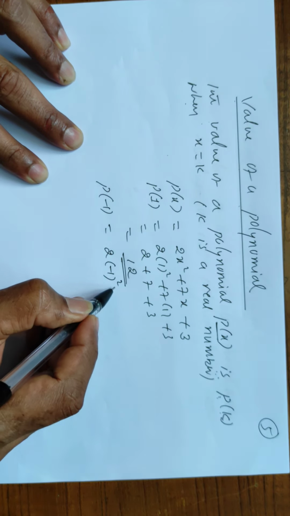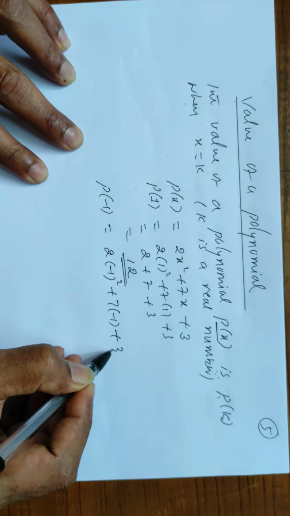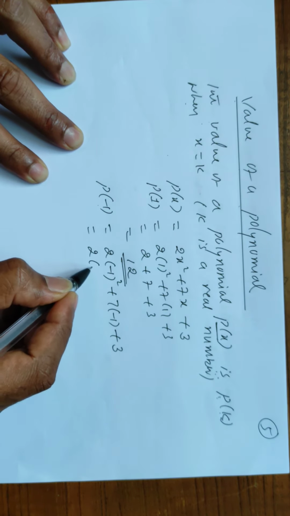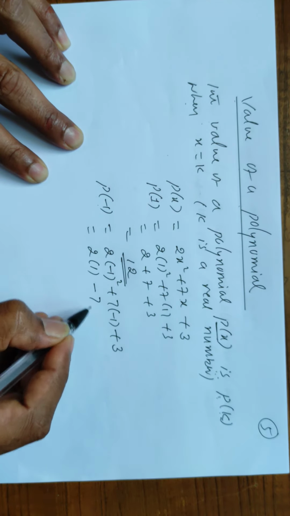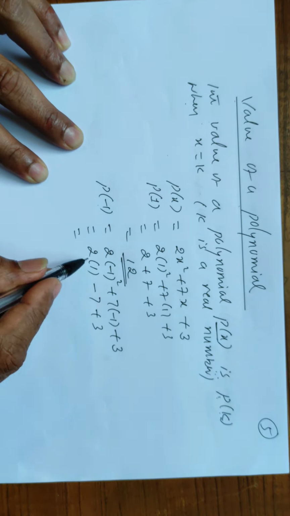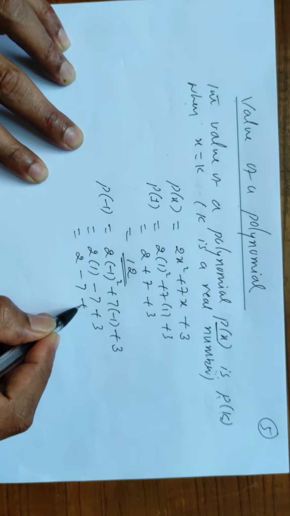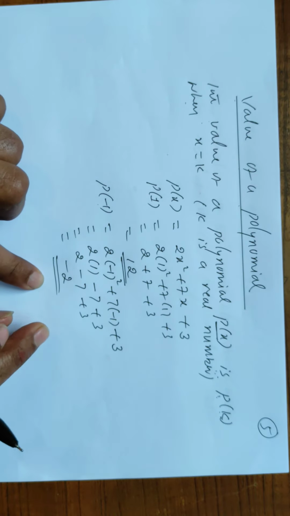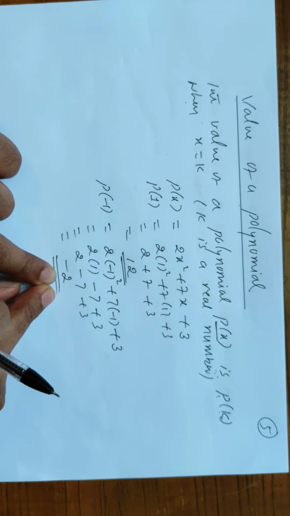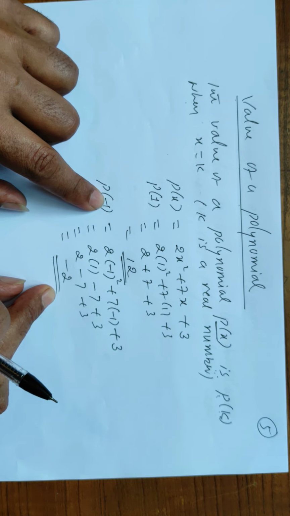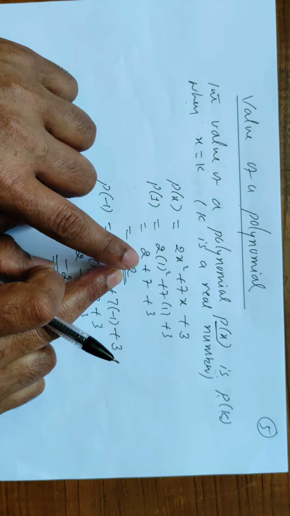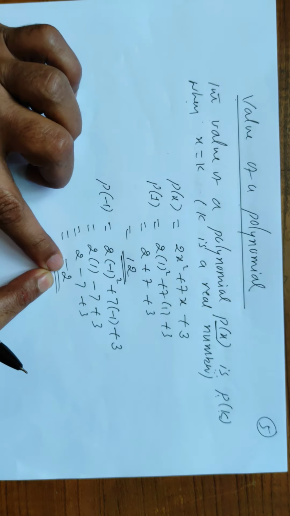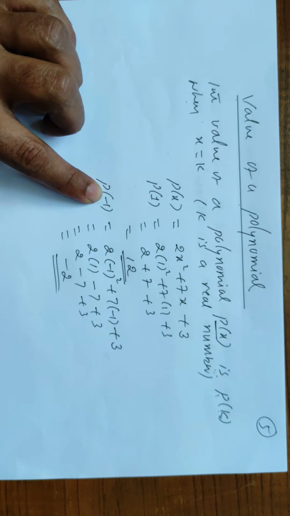2 into minus 1 square plus 7 into minus 1 plus 3. Wherever we have x, there we have to write minus 1. That's all. 2 into minus 1 square is 2, plus 7 into minus 1 is minus 7, plus 3. It becomes 2 minus 7 plus 3, that is minus 2. The value of the polynomial, same polynomial, is minus 2 when x equals minus 1. So value of the polynomial is 12 when x equals 1. Value of the polynomial is minus 2 when x equals minus 1.